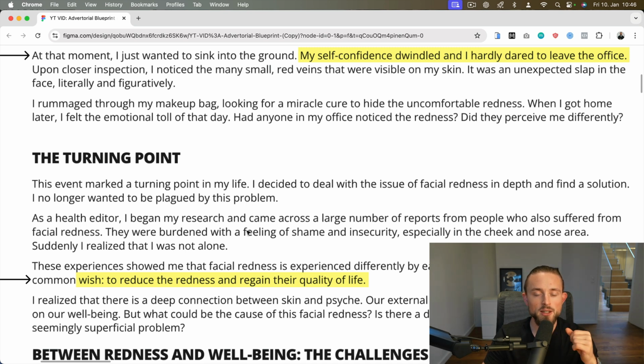As a health editor, I began my research, came across a large number of reports from people who also suffered from facial redness. They were burdened with a feeling of shame and insecurity, especially in the cheek and nose area. Suddenly, I realized that I was not alone. These experiences show me that facial redness is experienced differently by each individual, but they had all had one common wish: to reduce the redness and regain their quality of life.